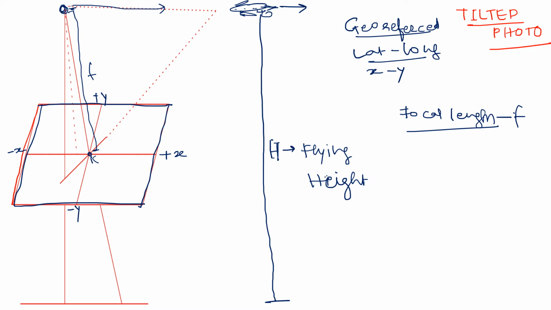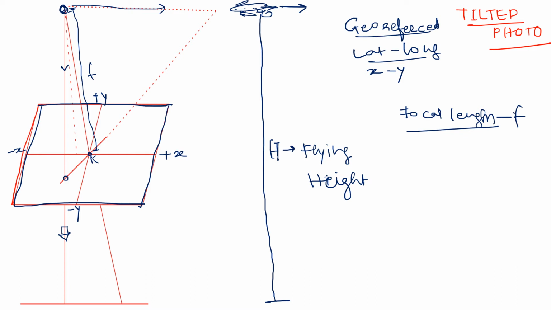there is one more point. Now this is my point O. If I drop a plumb line here, this is my plumb line. Then this point will fall at this location.